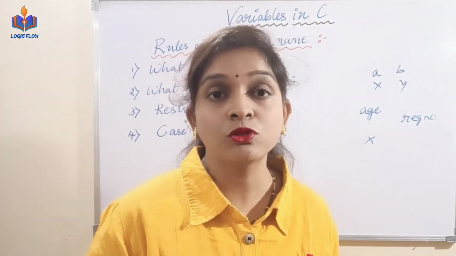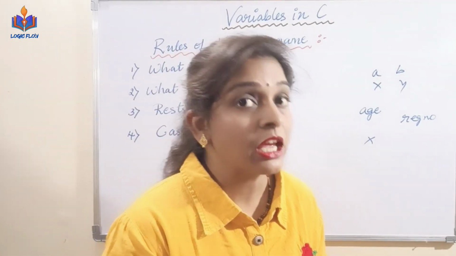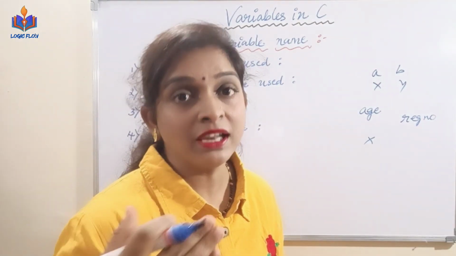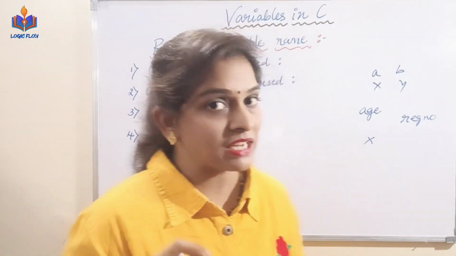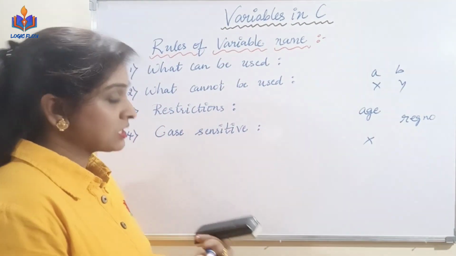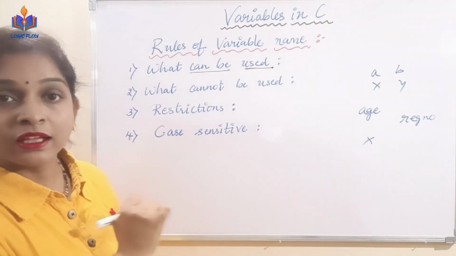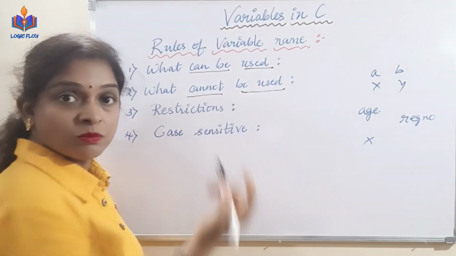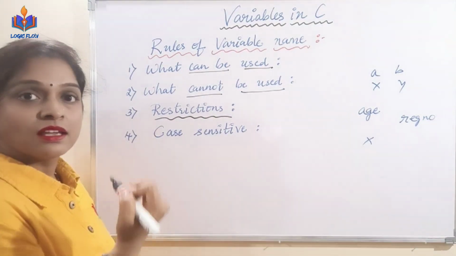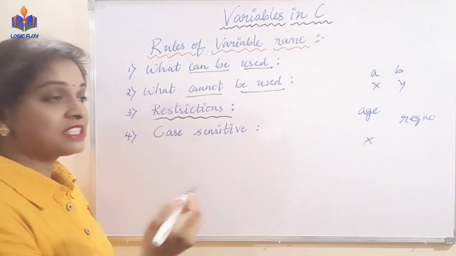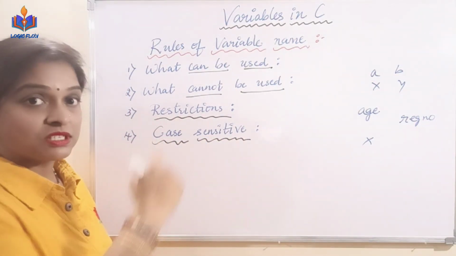But we also have to follow certain rules to have these variable names. So let's see what all the rules are to have the variable names. I can classify these rules into 3 categories: what can be used to have the variable name, what cannot be used to have the variable name, and some restrictions, and the very important rule which says it is case sensitive. So let us talk about these rules in detail now.